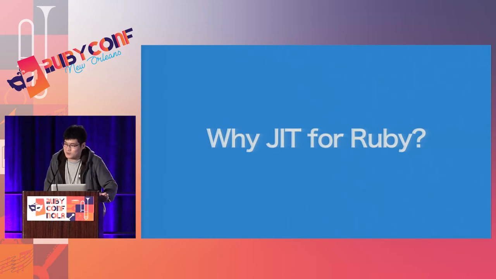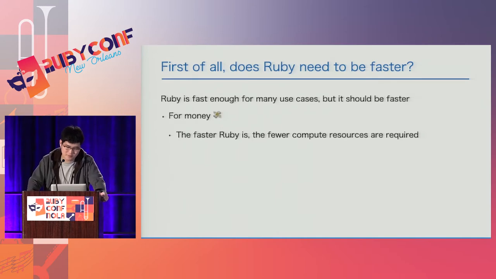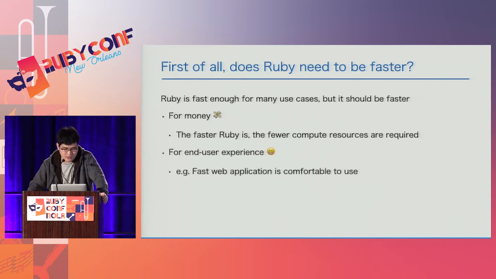But why should this kind of complex thing be introduced to Ruby? First of all, I want to make things faster, but one of the reasons is money, because fast means it requires fewer compute resources. So your number of servers can be decreased if Ruby is optimized. And also end user experience. If Ruby becomes two times faster, probably your application becomes two times faster. So if the application is faster, probably user experience is improved.